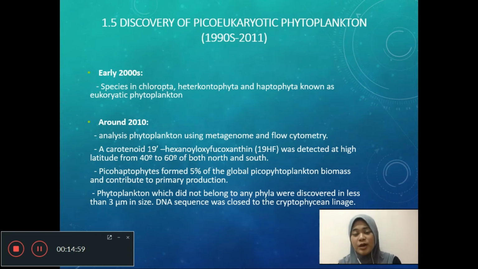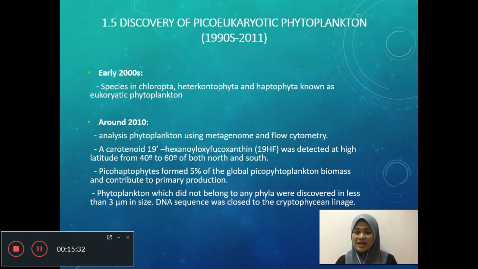By pigment composition analysis of marine water, the carotenoid 19'-hexanoyloxyfucoxanthin (19HF) was detected in high latitude areas from 40 degrees to 60 degrees of both north and south. A similar estimate was reported. Picohaptophytes form 5% of the global picophytoplankton biomass and contribute significantly to primary production.